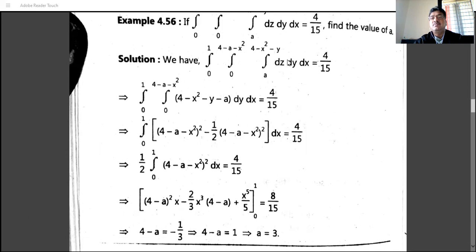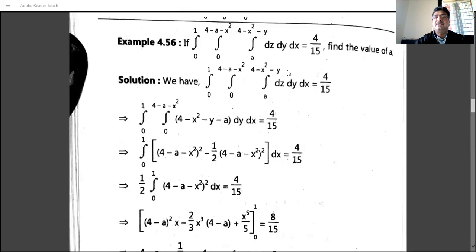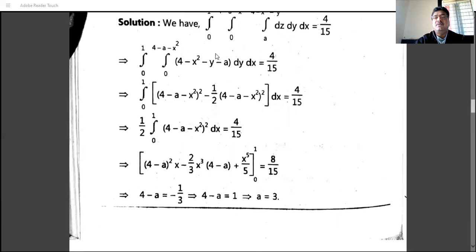That is, the integration of 1 dz is z, then square bracket, lower limit this, upper limit this. The value at the upper limit is this, minus the value at the lower limit, which is a, dy dx. Then integrating with respect to y, the result is equal to 4 by 15, as given. Integration of 4 is 4y. Then the integration of minus x square with respect to y is minus x square y, minus the integration of y, which is y square by 2, minus ay.